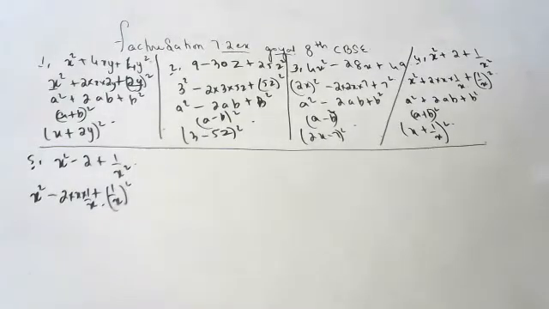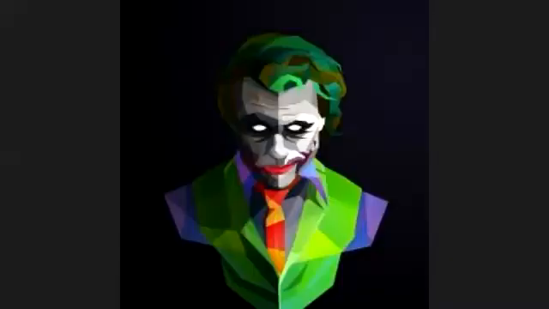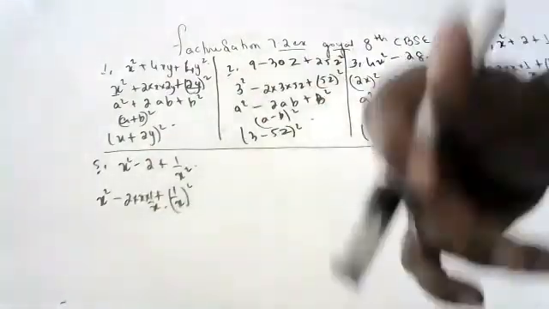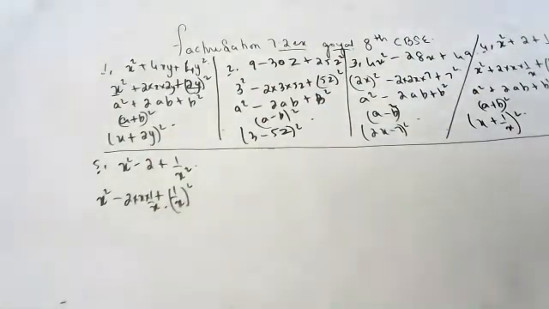Children, are you able to see now? Yes, sir, it's visible now. Clear? Yes, sir. There was a small problem, I think. Is my voice clear, children? Yes, sir, clear now. So, how to do this, children? Rishikesh, how to do that?